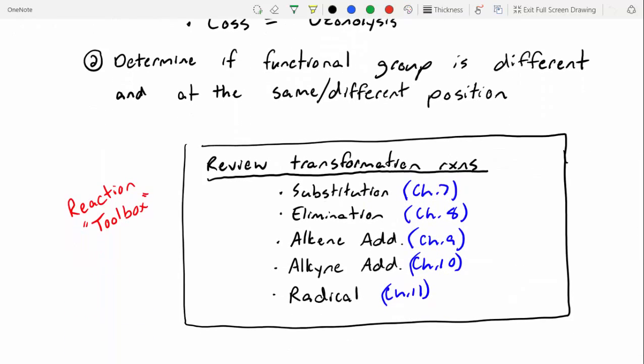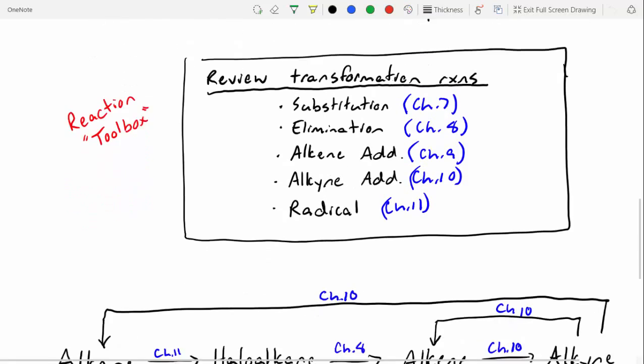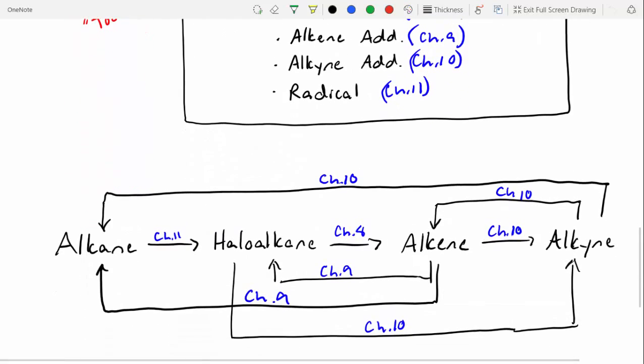What I call reactions that we've learned are our reaction toolbox. So you can see we've covered substitution, elimination, alkene addition, alkyne addition, and next chapter we're going to do radical addition. And then we've got all these tools to interconvert functional groups. So we can go from an alkane to a haloalkane. We can go from a haloalkane to an alkene. We can go from an alkene to an alkyne. And we can flip-flop in between all of these now. We've got a bunch of tools at our disposal.